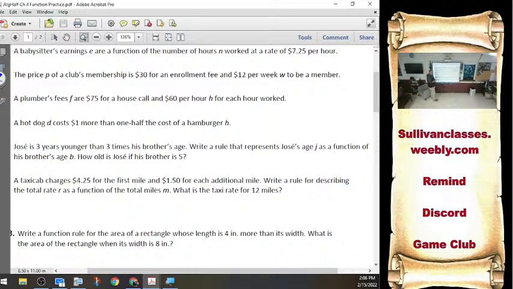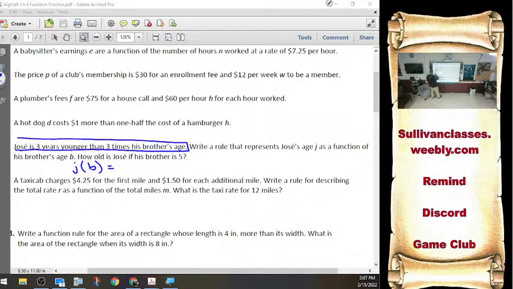So what's the input? What is the thing I'm going to know? The brother. So that means J in terms of B is how I set up my function: Jose's age in terms of his brother's age. I'll know his brother's age because that's my input. And then I go all the way back into semester 1 and I translate that first sentence.